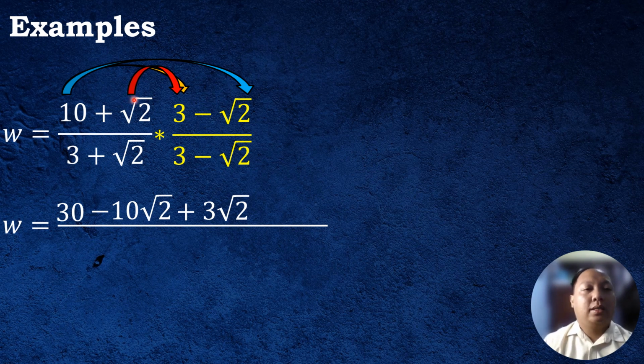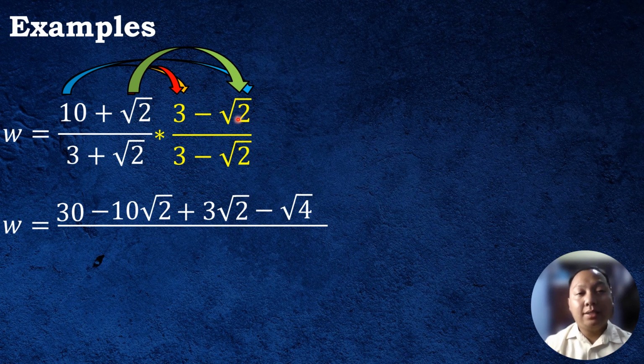Now, lastly, square root of 2 times negative square root of 2 is negative square root of 4. Positive times negative is negative, okay? Square root of 2 times square root of 2, parehong radical, so pwede nating i-multiply yung radicand. It will be equal to 4. So again, yung numerator natin, 30 minus 10 square root of 2 plus 3 square root of 2 minus square root of 4.